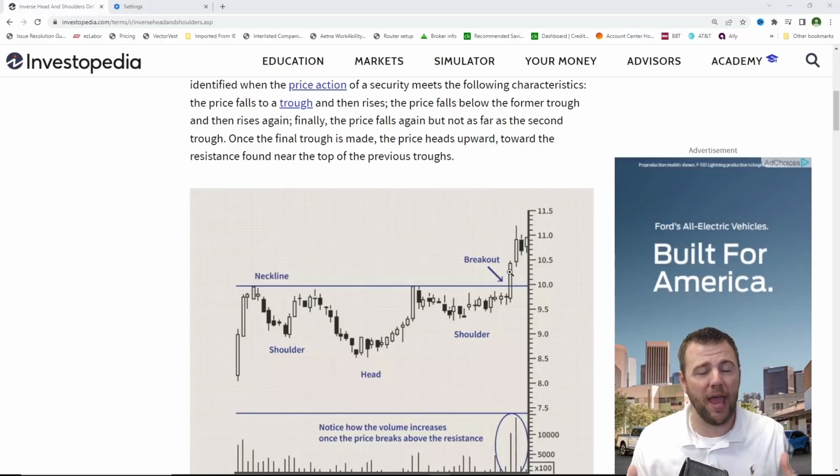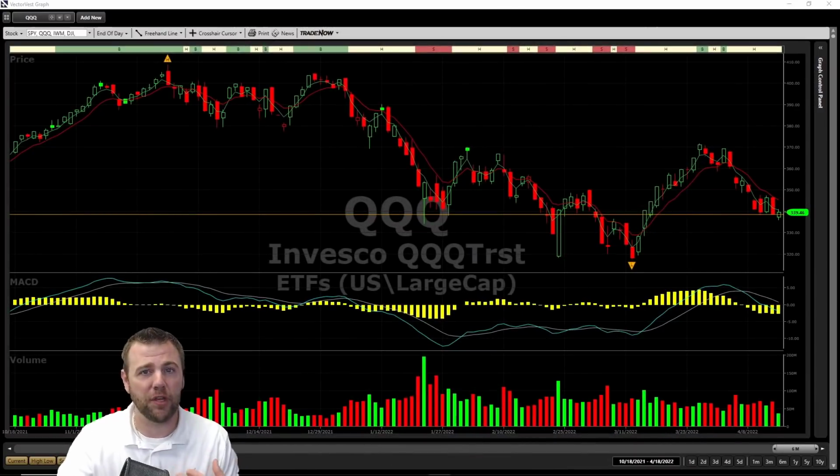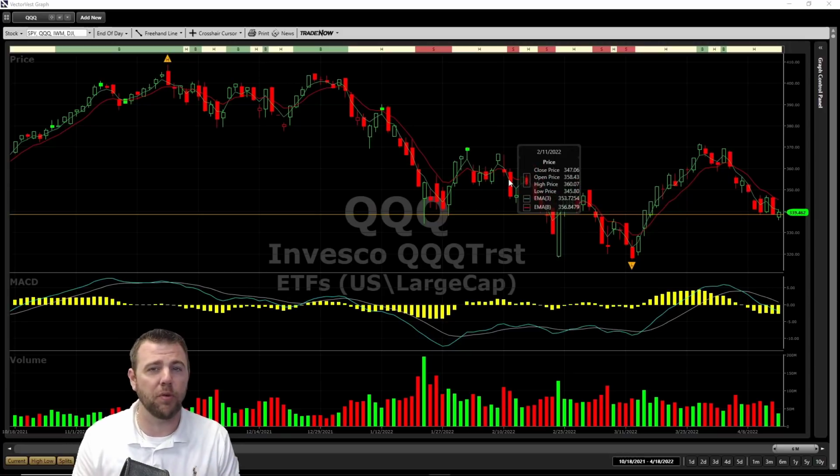So now that we have an idea of what we're looking for, let's jump into the VectorVest charts and take a look at the four major indices. Starting off with the QQQ for the Nasdaq. As we can see, the markets have been selling off ever since November of last year. No surprise there. But over the last month or two, we've really seen some consolidation and some sideways movement here in the markets. We're not continuing that downtrend as of yet.